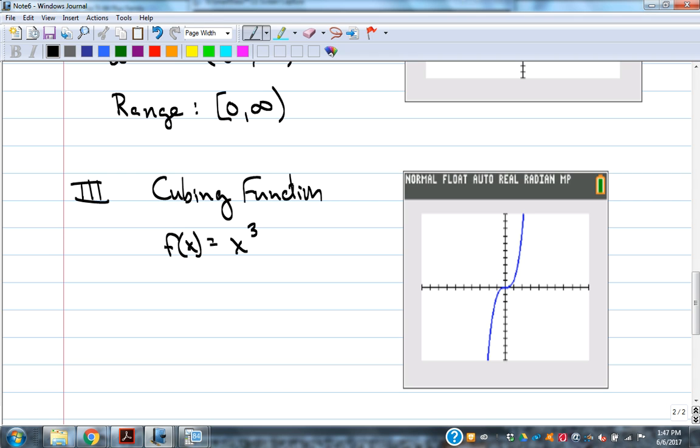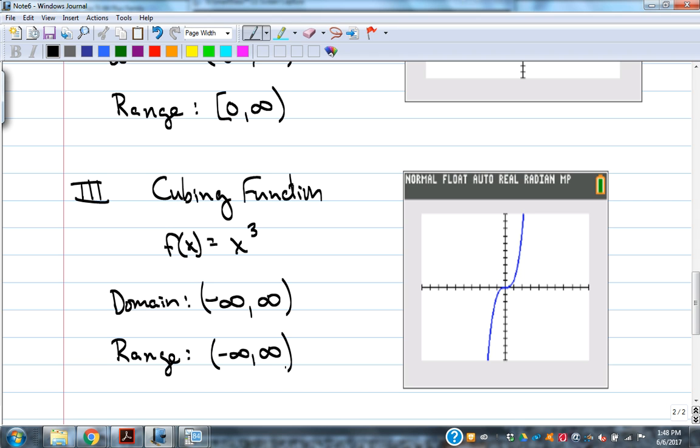And its domain stays the same. Negative infinity to positive infinity, because we don't have any square roots, we don't have any x's in the denominator. That's the reason it stays the same. The range changes on this one back to negative infinity to positive infinity.